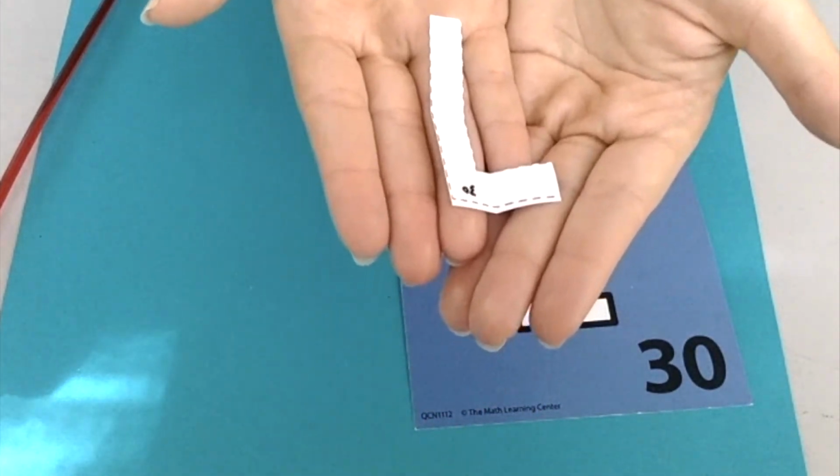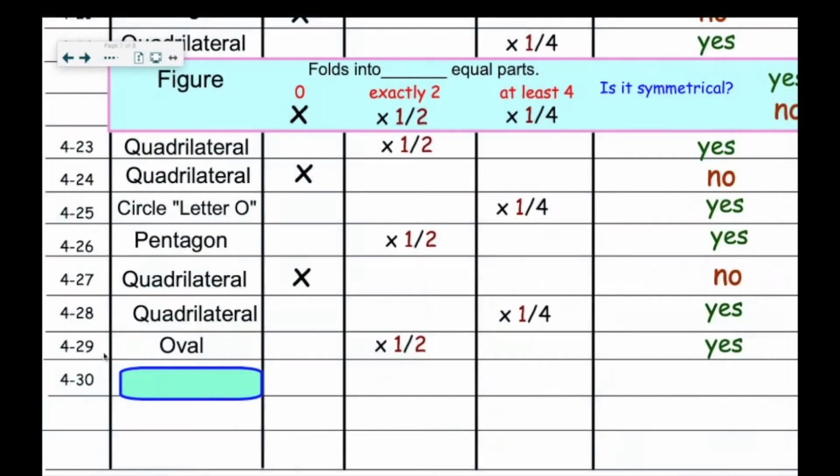So now we're going to fill in our observation chart. For our last shape, we had the letter L, and we actually found out that that could be called a hexagon because it has 6 sides. And that letter L could not fold into any equal parts, so it was not symmetrical. Those equal parts were not symmetrical. So now we're going to solve our riddle.